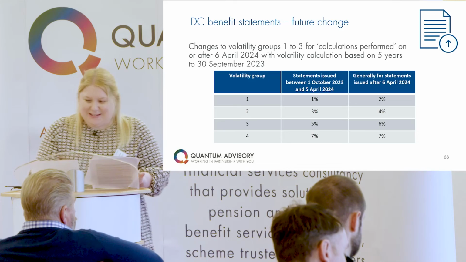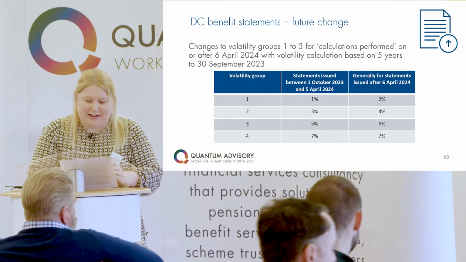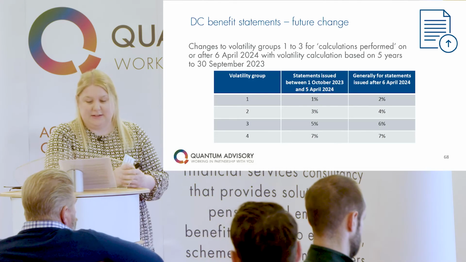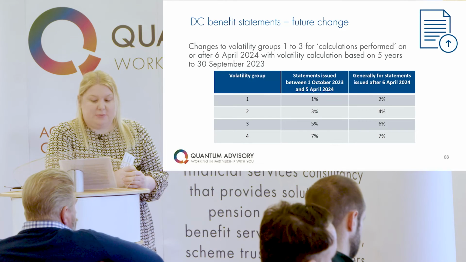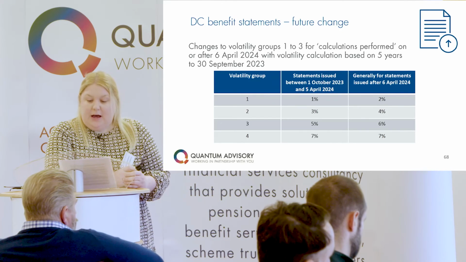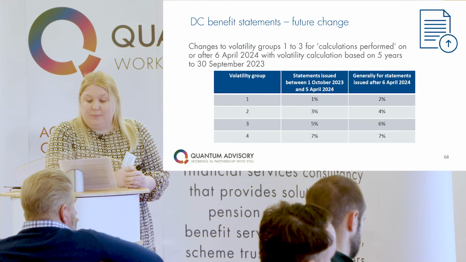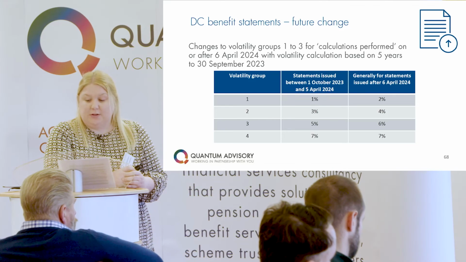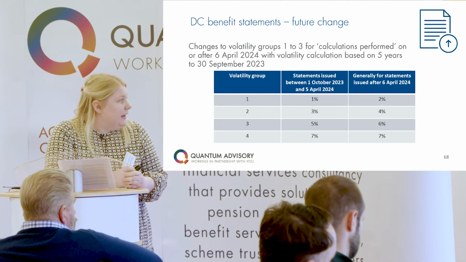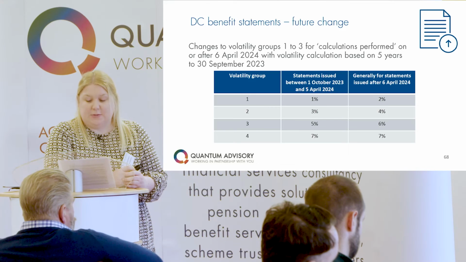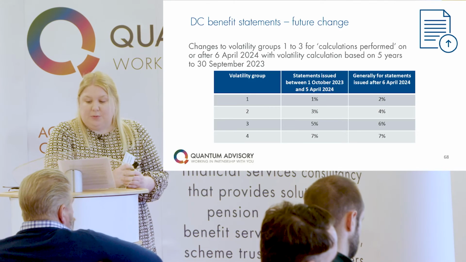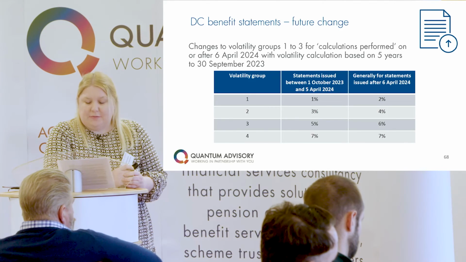And then, of course, it doesn't stop there. For calculations performed on or after 6th of April, there will be a further change to the future investment growth assumption. This means an increase by 1% for volatility groups 1 to 3. So the 1%, 3% and 5% respectively become 2%, 4% and 6%, but volatility group 4 remains unchanged at 7%.